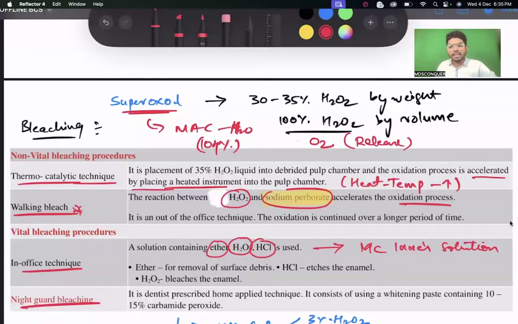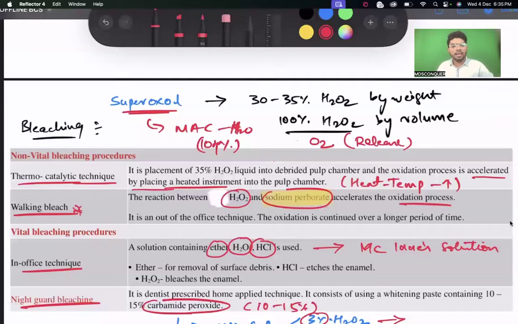So what is the ingredient that is used in the night guard? Apart from hydrogen peroxide, what is the other ingredient that is regularly used in vital bleaching? Yes, that is your carbamide peroxide. So if they ask for a range, the answer is 10 to 15. If they don't ask for a range and very specifically target the number, then the answer is 10. 10% carbamide peroxide, which degrades into 3% hydrogen peroxide and 7% urea. And this hydrogen peroxide is basically the active component which is causing the vital bleaching.